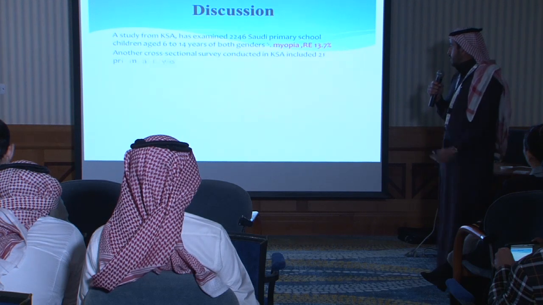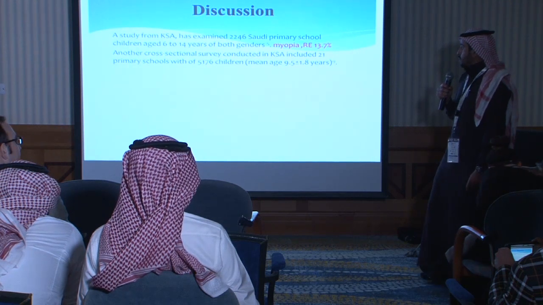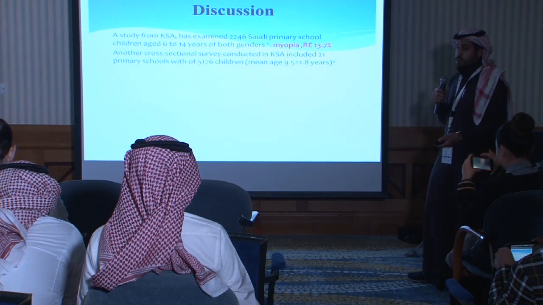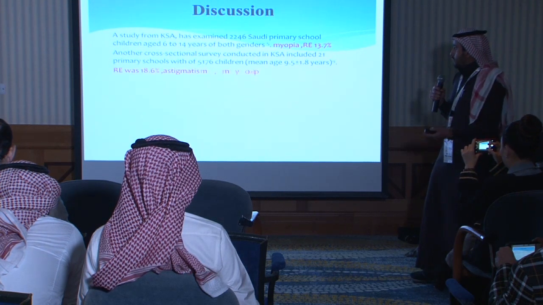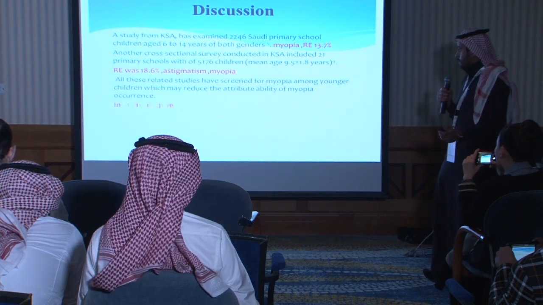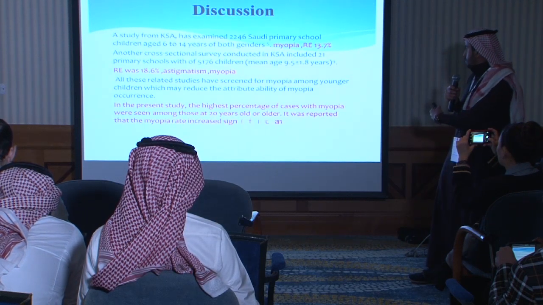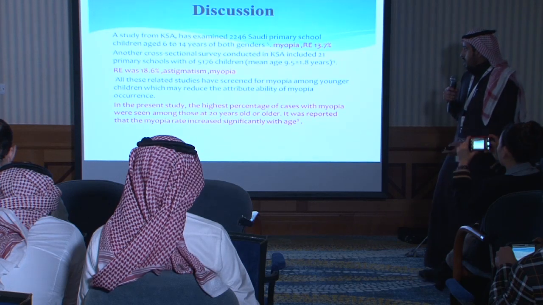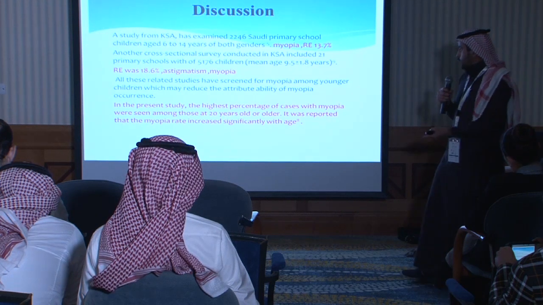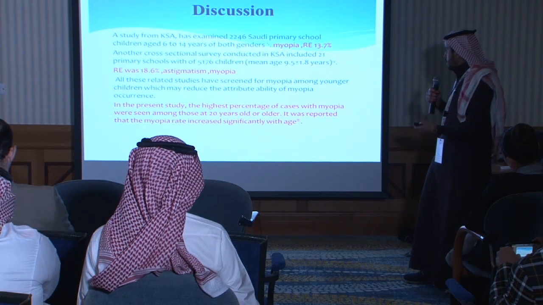Another cross-sectional survey conducted in KSA, including 21 primary schools with 5,176 children, with a mean age of 9.5 plus or minus 1.8 years, found refractive error of 18.6%, with astigmatism and myopia the highest. All these related studies screened for younger children, which may reduce the attributability of myopia occurrence. In this present study, the highest percentage of myopia cases was seen among those 20 years or older, and it was reported that myopia increased significantly with age.